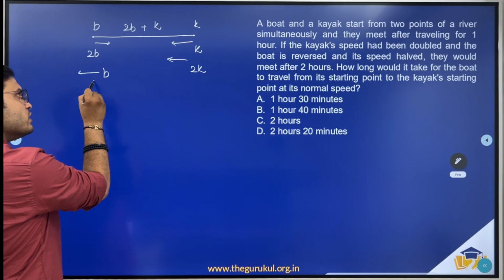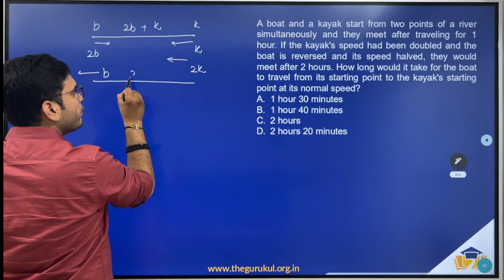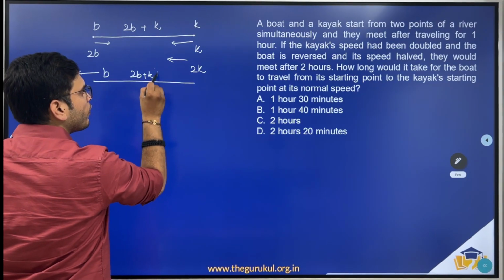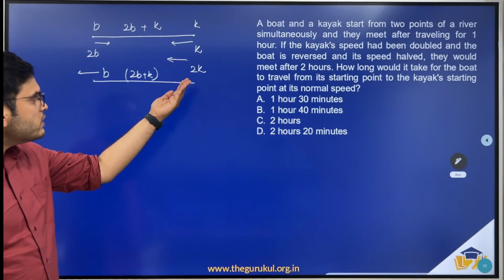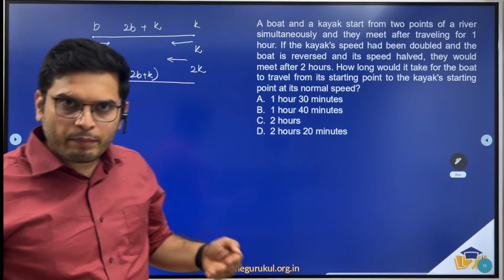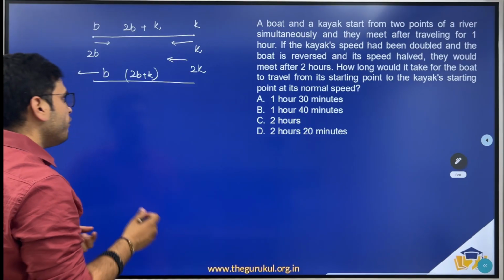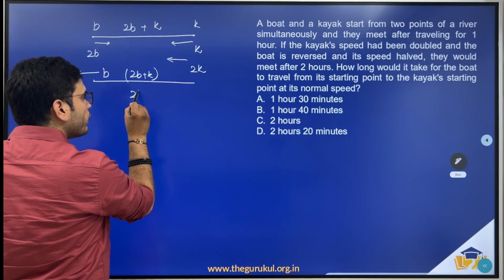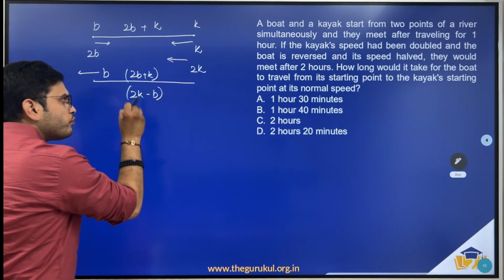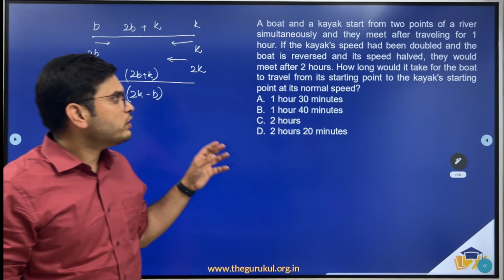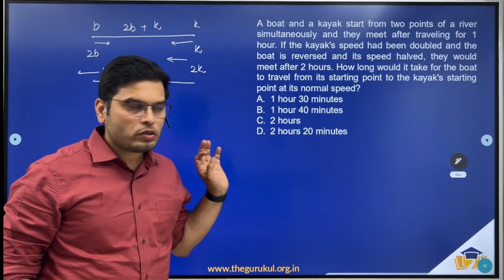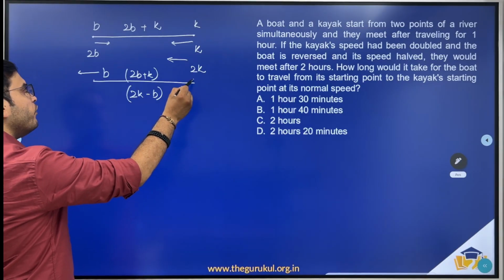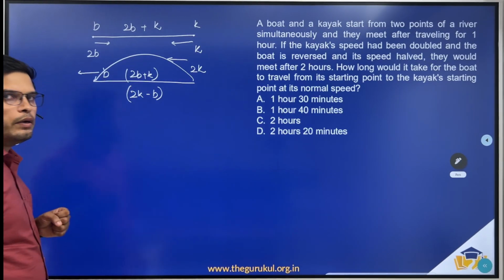So what is the initial distance between them? 2b plus k, right? And since both of them are moving in the same direction, the relative speed would be the difference between the speeds. That would be 2k minus b, right? Now it is mentioned that they would meet after 2 hours. So this kayak will take 2 hours to meet the boat.